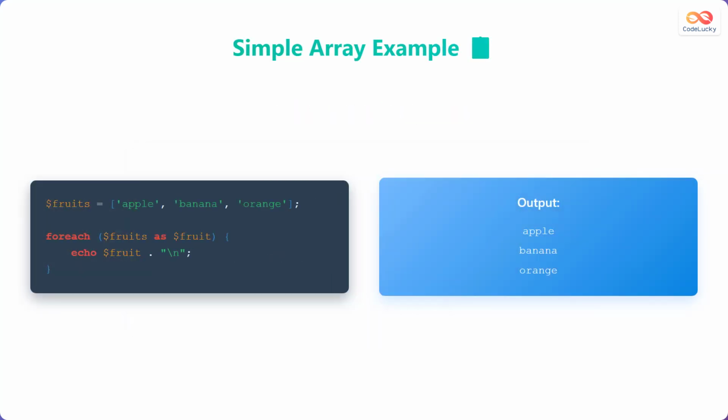Let's look at a simple array example. First, we define an array called $fruits with three elements: apple, banana, and orange. Then we use a foreach loop to iterate through the $fruits array, assigning each fruit to the $fruit variable. Inside the loop, we print each fruit followed by a new line character. As you can see in the output, it prints apple, then banana, then orange, each on a new line.